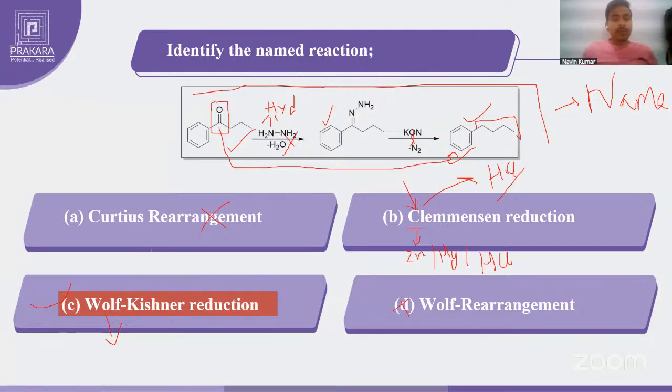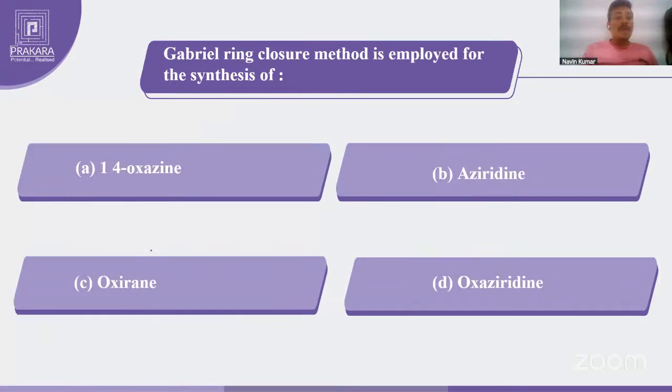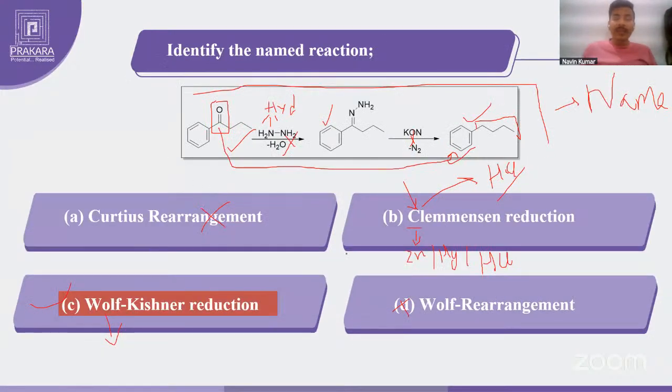Now, we are going to see the other reaction. In the case of Clemmensen, what we have discussed, this is also a kind of reduction, but in this we use zinc amalgam. In the Wolff-Kishner, we use hydrogen.